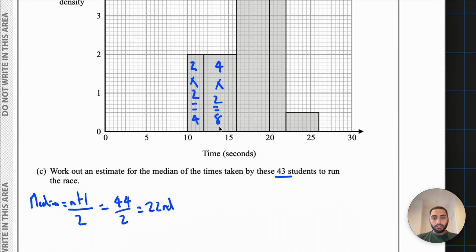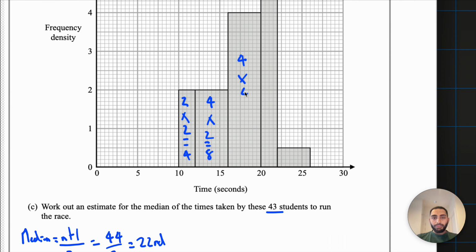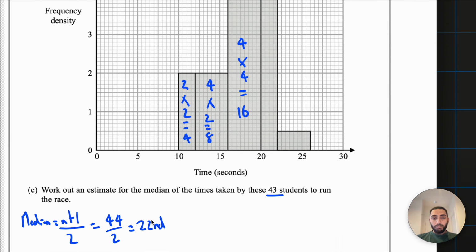I want to try and find the 22nd person. Let's count this next one. So I've got 1, 2, 3, 4, 5, 6, 7, 8. So 8 divided by 2, which is 4, multiplied by a height of 4, which is 16. That means I've got 4 add 8, which is 12. 12 add 16, which is 28. So I've gone past my 22nd person.